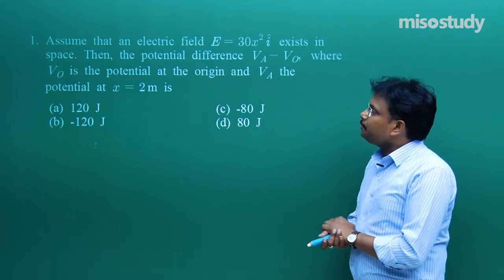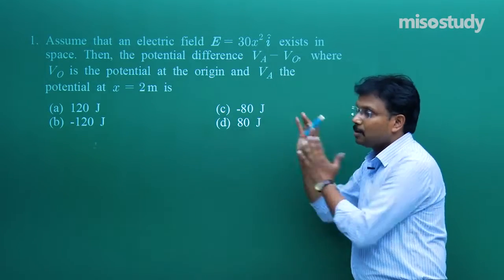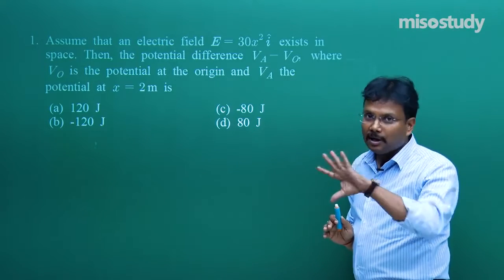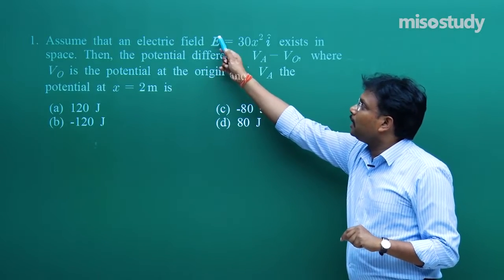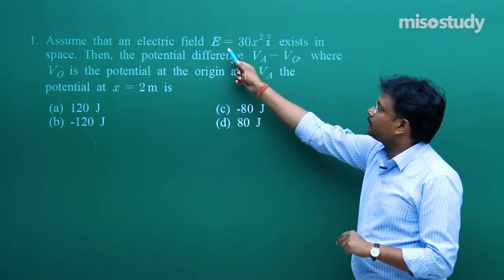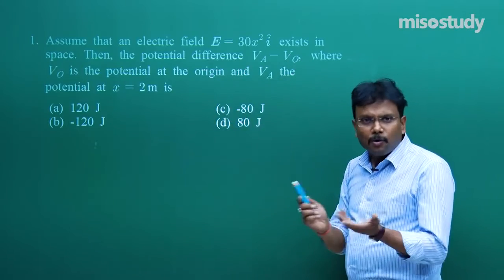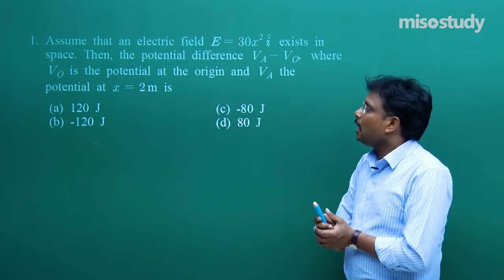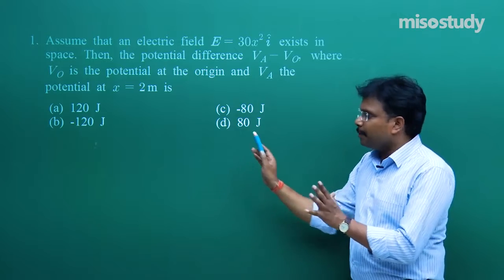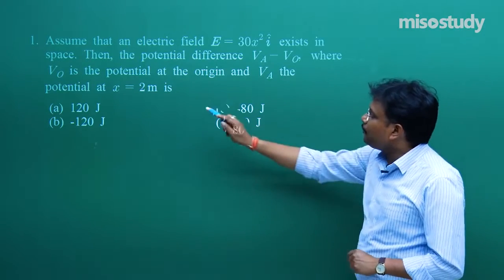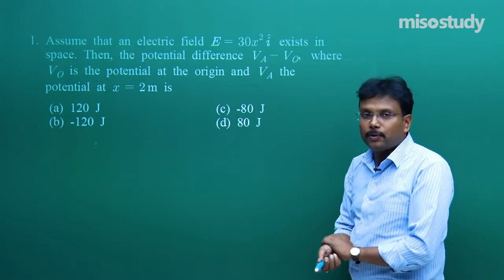Assume that an electric field E is equal to 30x squared i cap. That's why, before starting this first question, I mentioned that potential is an independent topic, capacitance is an independent topic, and both are correlated with the electric field. So that's why I started this discussion with the electric field concept. Now it exists in space. Okay, no problem. Some charge distribution is given. Then the potential difference Va minus Vo, I will explain with the help of a simple diagram, where Vo is the potential at the origin and Va is the potential at x equal to 2 meter.